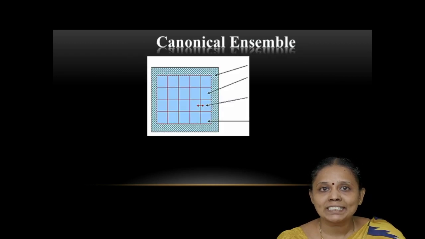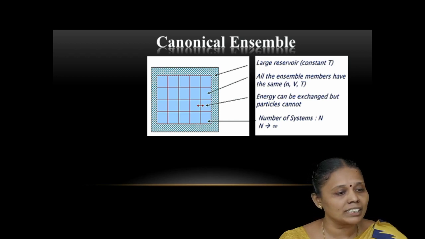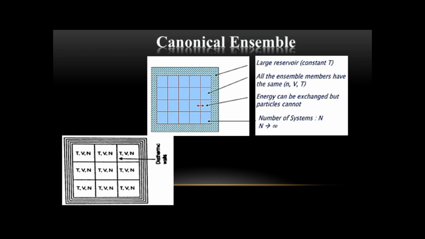Here is the pictorial representation for the canonical ensemble. Here we see a large reservoir having constant temperature. This constant temperature is attained with the help of diathermic walls, and all the ensemble members have the same value of volume, temperature, and number of particles. So here energy can be exchanged, but the number of particles cannot. Here is another representation for the canonical ensemble. Here the walls are nothing but diathermic ones.